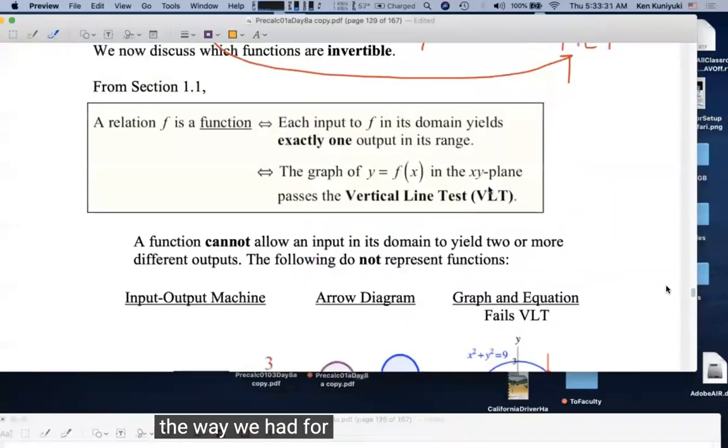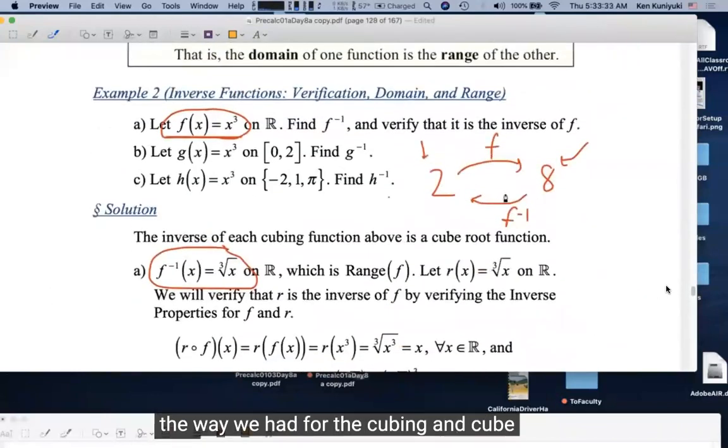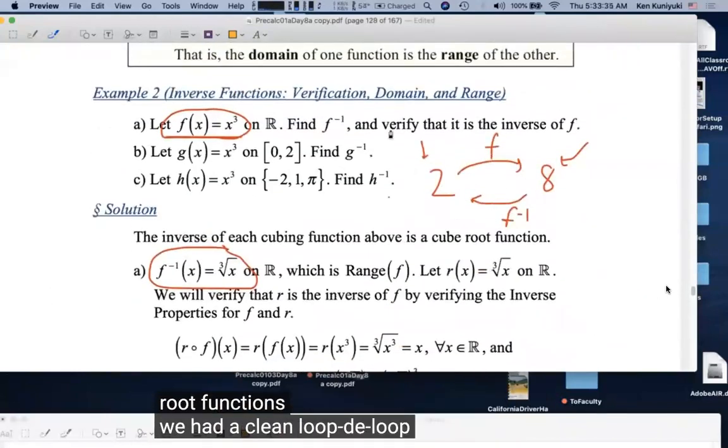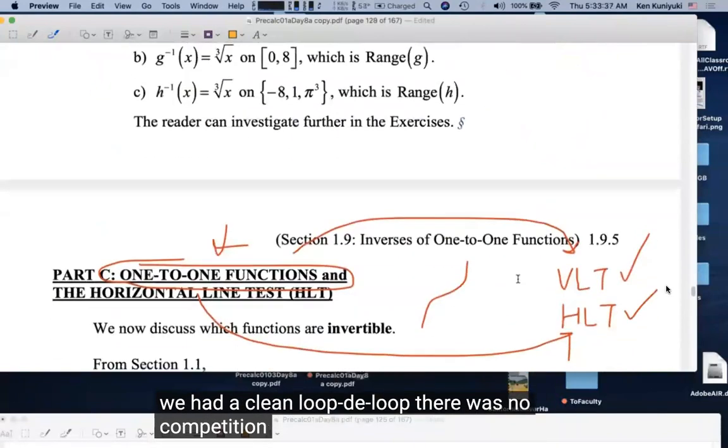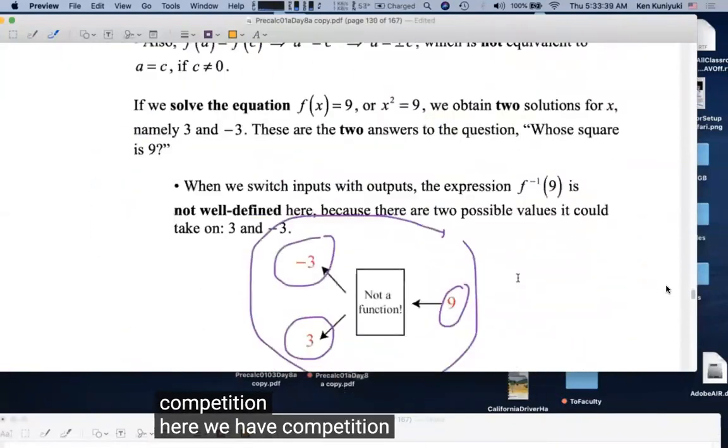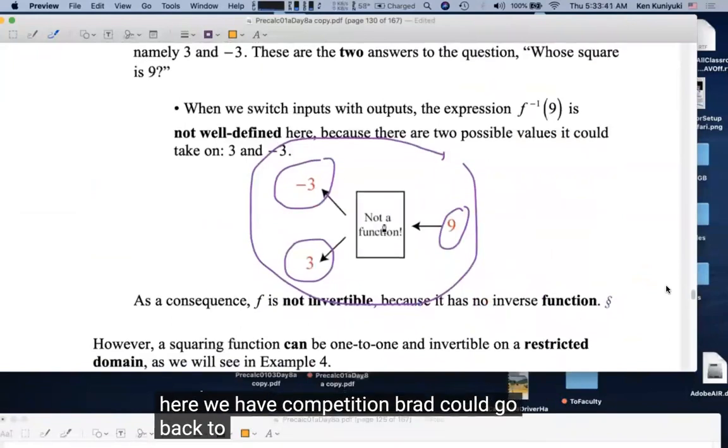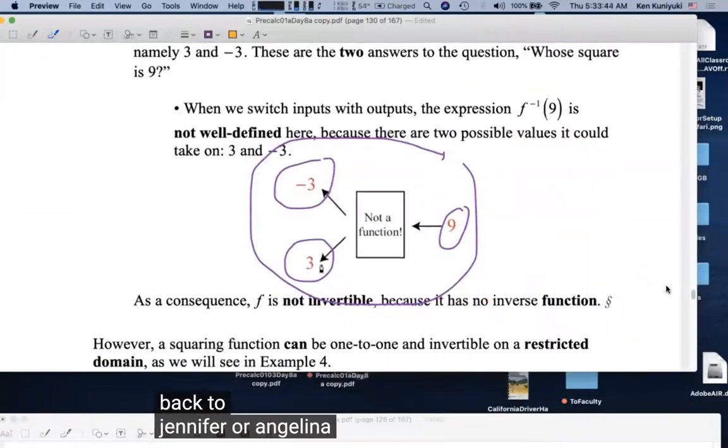The way we had for the cubing and cube root functions. We had a clean loop-de-loop. There was no competition. Here, we have competition. Brad could go back to Jennifer or Angelina.